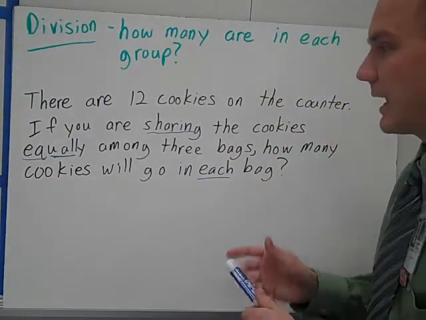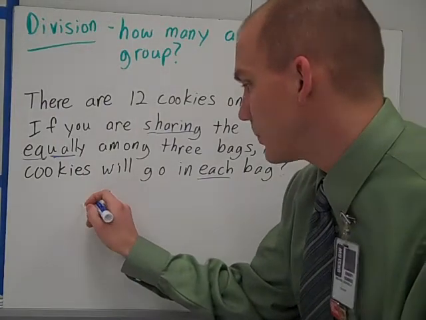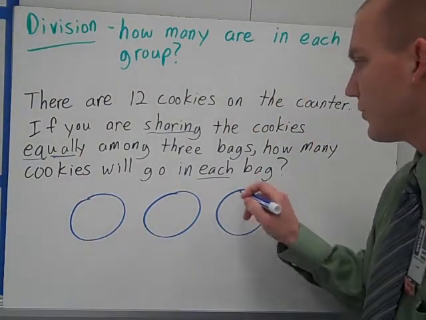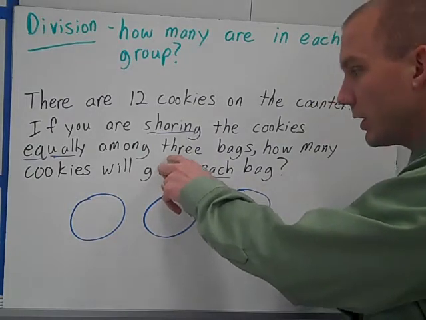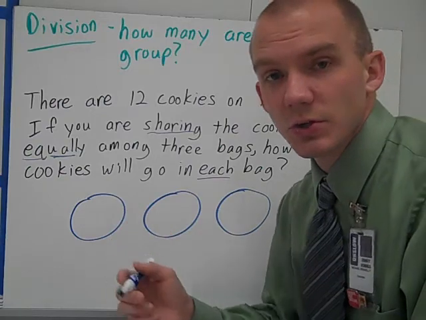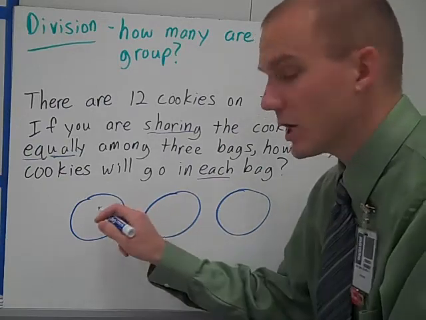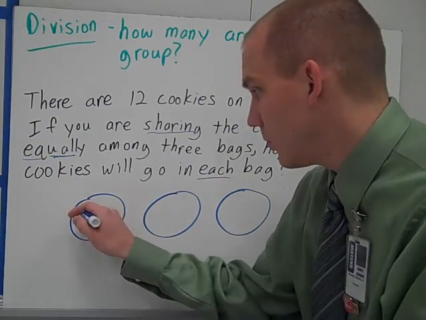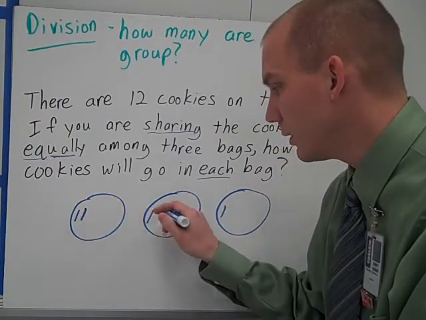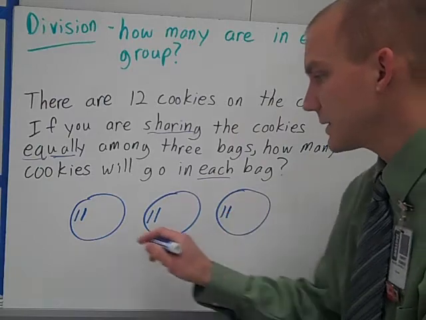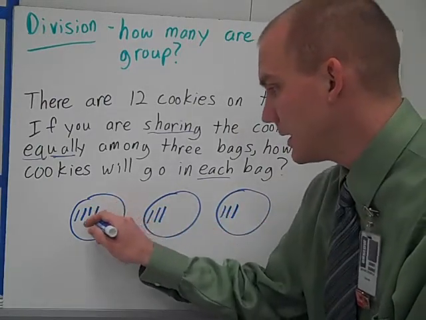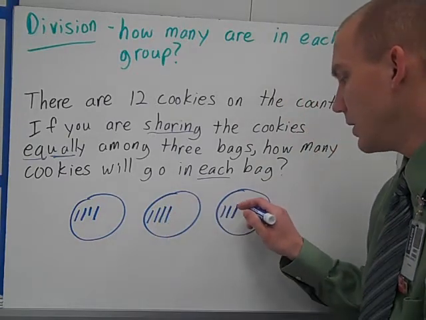When I picture this in my head, I picture it like this. I would draw 3 bags: 1, 2, 3, because I'm equally sharing among 3 bags. Now I go back to my cookies. There are 12. So all I do is count up the 12, equally sharing, one at a time. 1, 2, 3, 4, 5, 6, 7, 8, 9, 10, 11, 12.